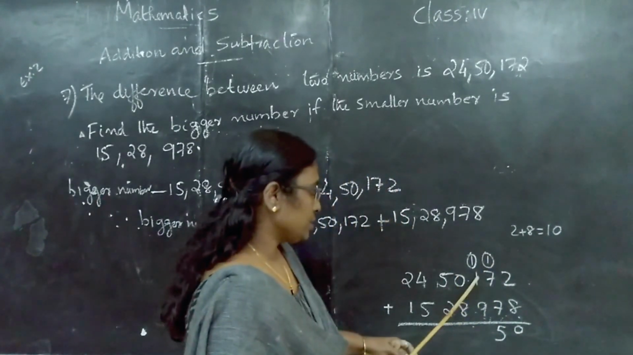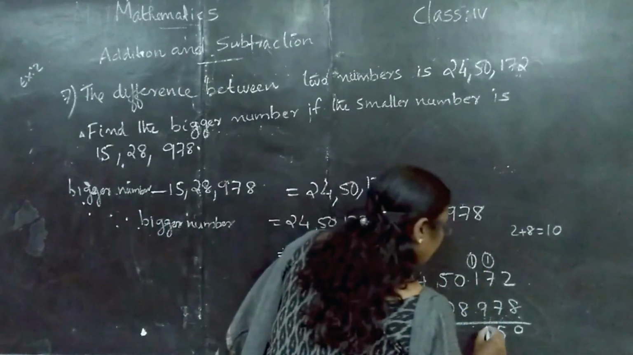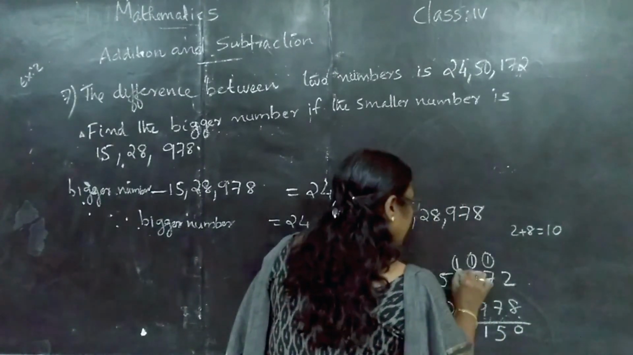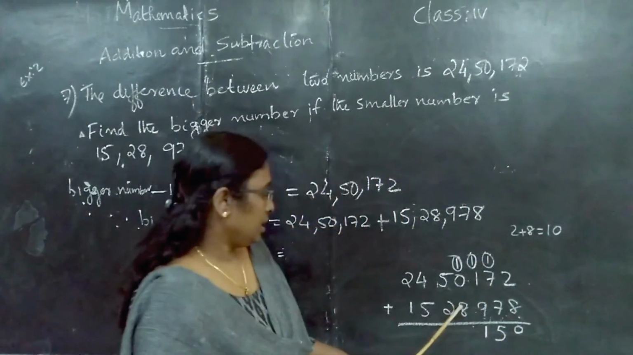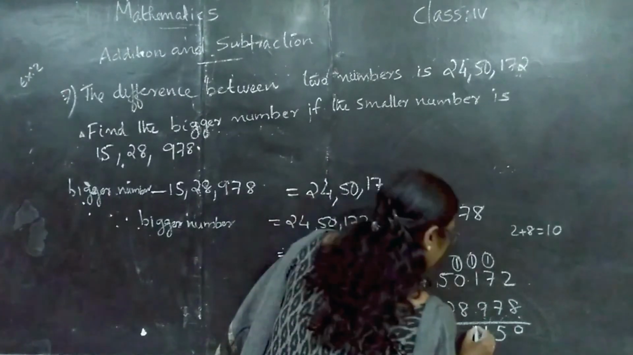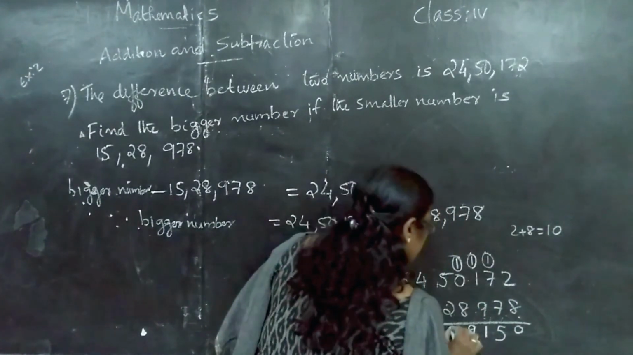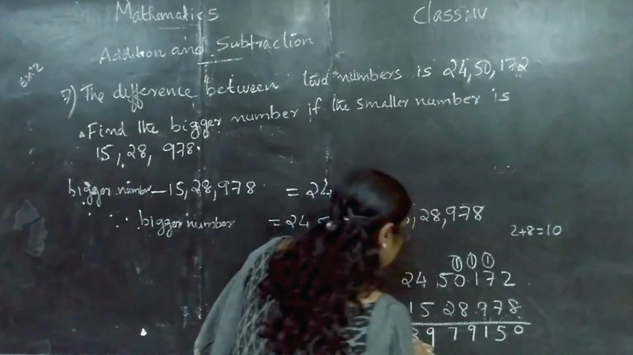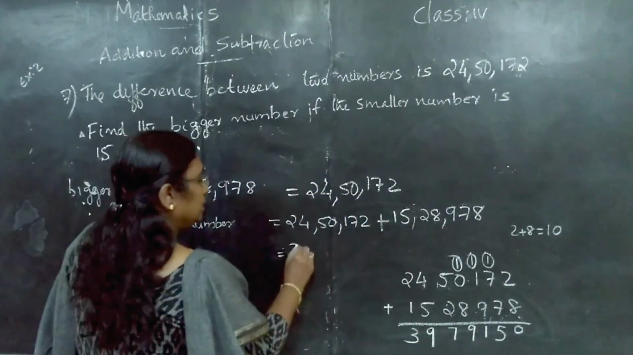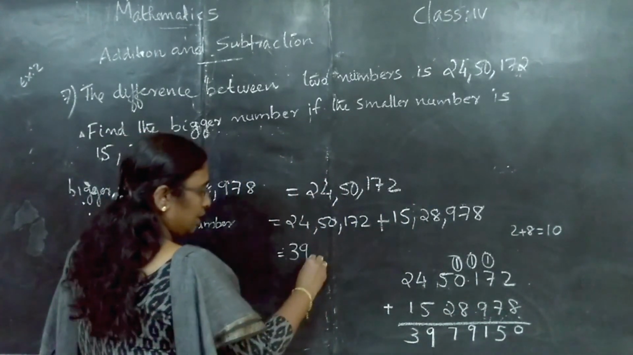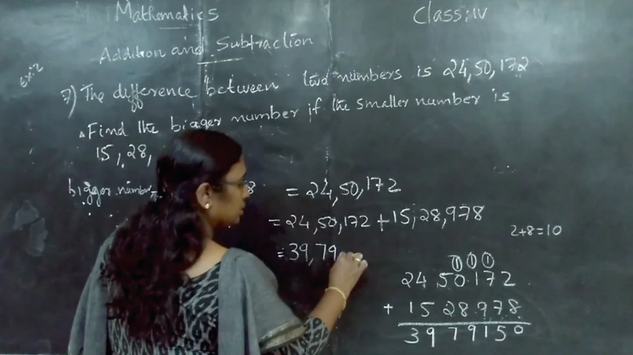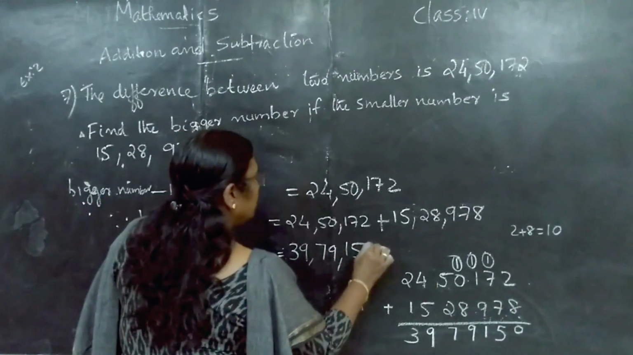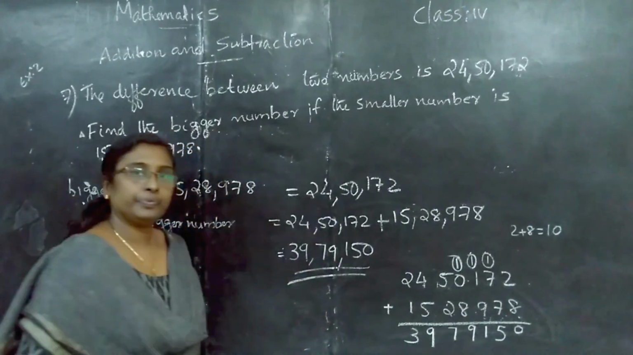Then add 9 plus 1, 10. 10 plus 1, 11. Write 1 here, the carry to the next place. 8 plus 1, 9. 5 plus 2, 7. 5 plus 4, 9. 2 plus 1, 3. So we get 39,79,150. This is the bigger number. Okay, clear?